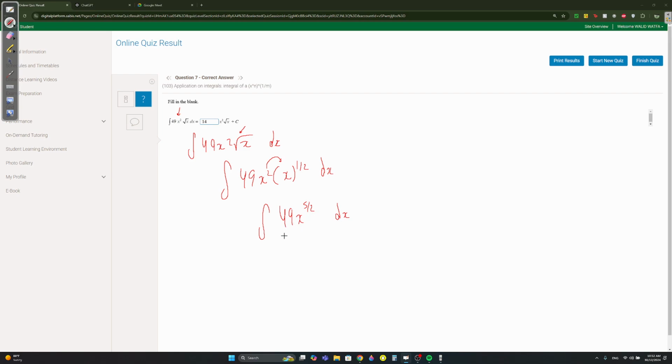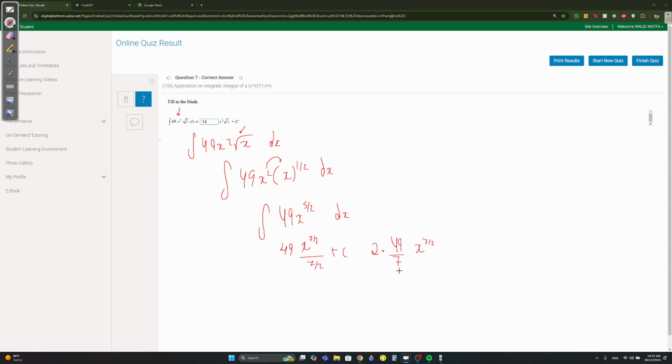Can you integrate this? Of course you can. Take the 49 to the side, add 1 to your exponent, it's going to be 7 over 2, divided by 7 over 2, plus c. When you're dividing by a fraction, I like to take the denominator up. You can do it on your calculators. Immediately, when you're dividing by a fraction, the numerator stays down, and the denominator goes up. Okay? X to the power of 7 over 2.